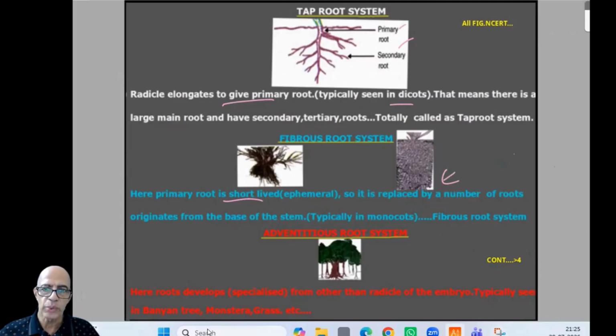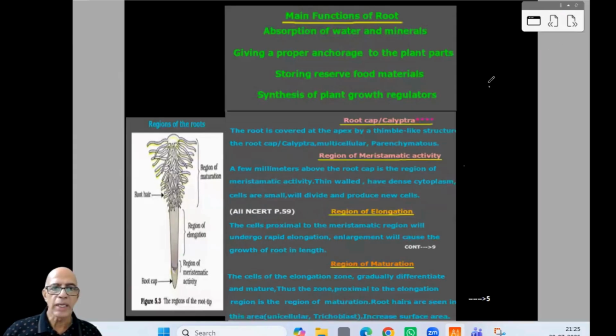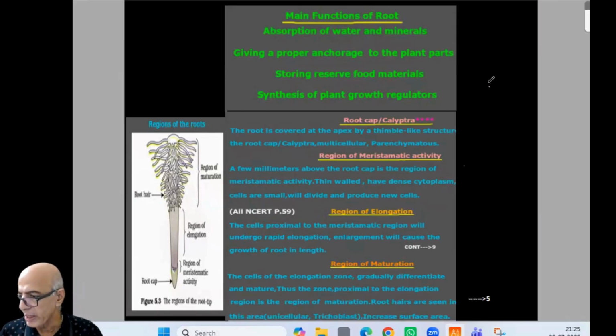Now, the adventitious root system. What is meant by adventitious root system? Here, specialized roots develop from parts other than the radicle of the embryo, as in banyan tree, monstera, grasses, etc. Now we can proceed to the main functions of root. Theory question: absorption of water and minerals, giving proper anchorage to the plant parts, storing reserve food material, and synthesizing plant growth regulators.